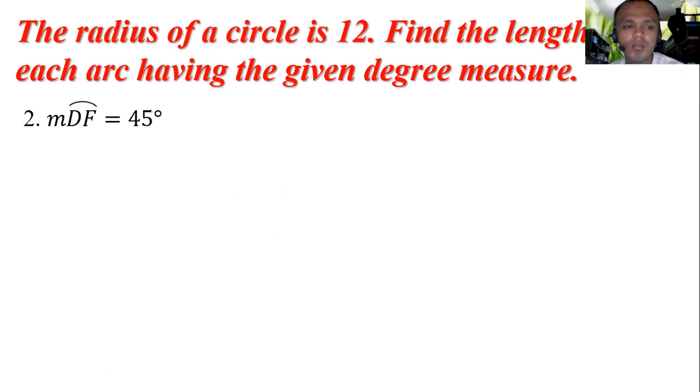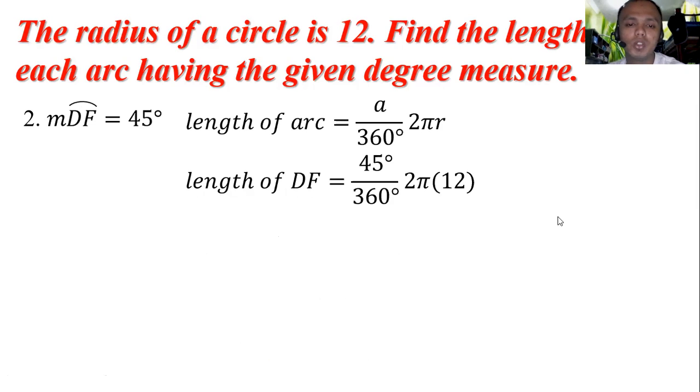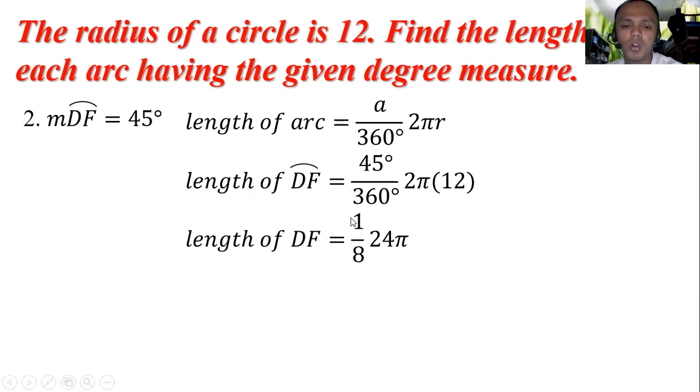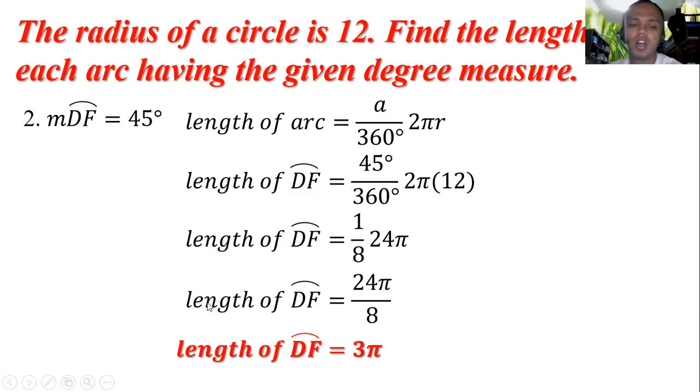Okay? Next. What about for measure of arc DF equal to 45 degrees? What is the length of arc? Again, substitute, no? Your A to 45 degrees, your R to 12, no? Kasi 12 na to dito. Get the lowest term, 45 over by 360. That is 1/8. 2 times 12 is 24. 1 times 24 is 24 pi. Divide by 8. That would be equal to 3 pi. For the length of arc DF.